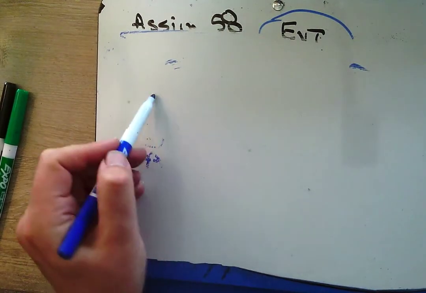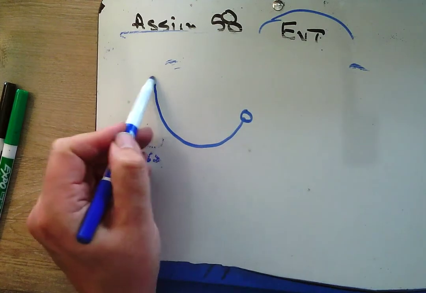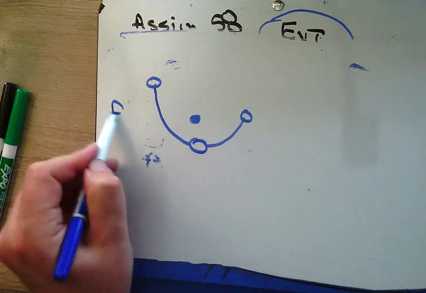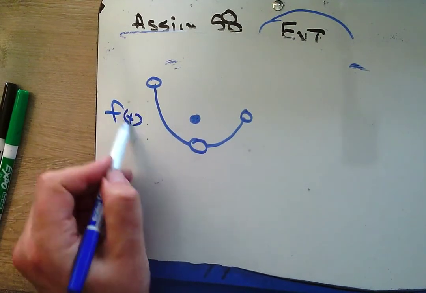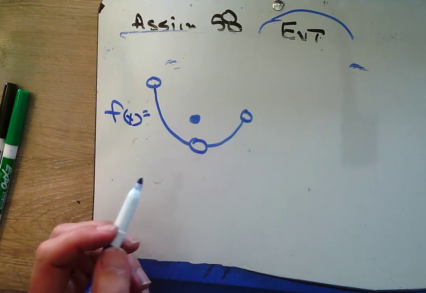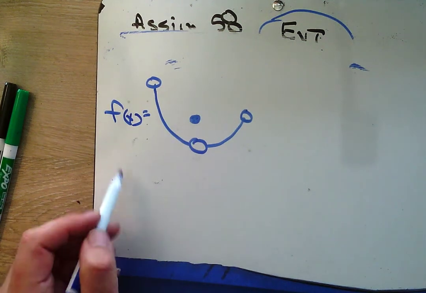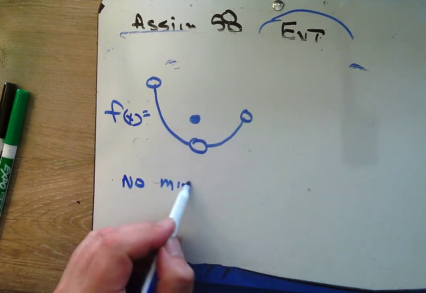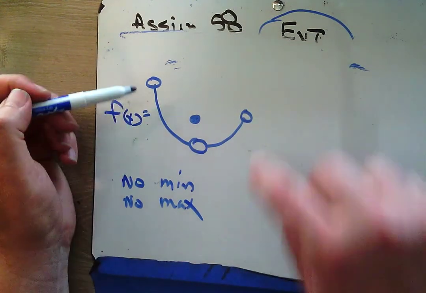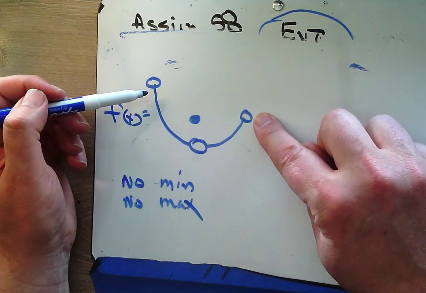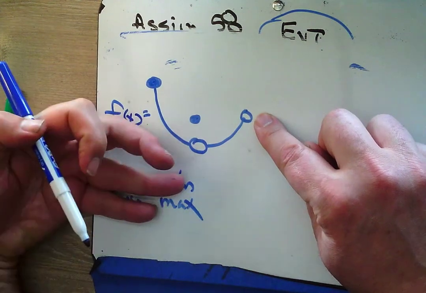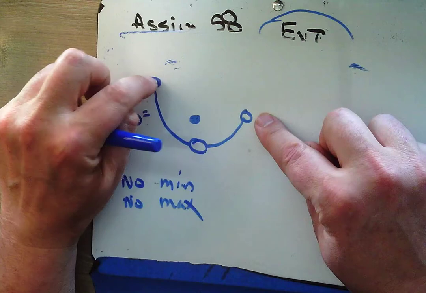How do we understand this? Here's a graph of piecewise f of x. What do you think? Mins, maxes, can you say anything about them? I can. There's no min and no max. These points aren't included. If these points were included, then I would have a maximum there. But that point is not included.